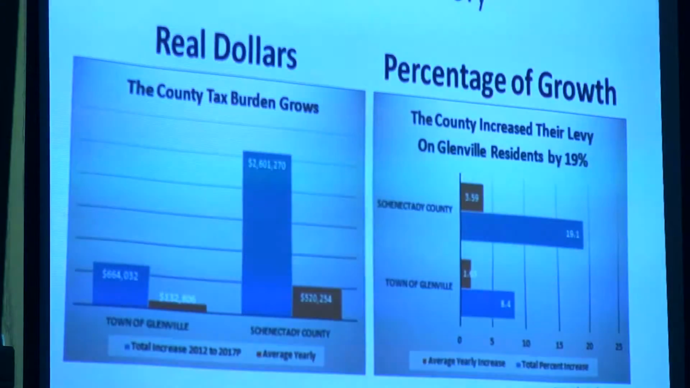So what does that mean in percentage? Schenectady County has increased their levy burden on you, the taxpayer, by almost 20% in 5 years. Where for us, it was about 8.4% over the 5 years.